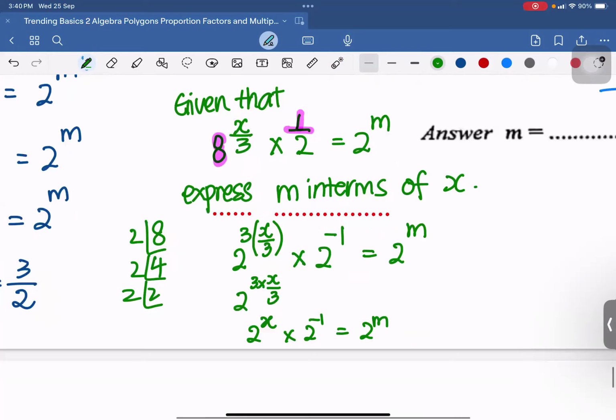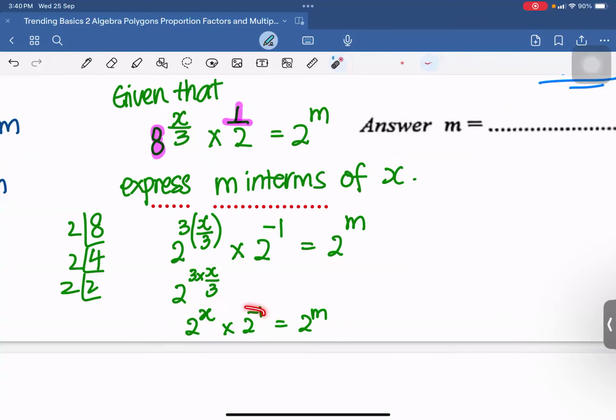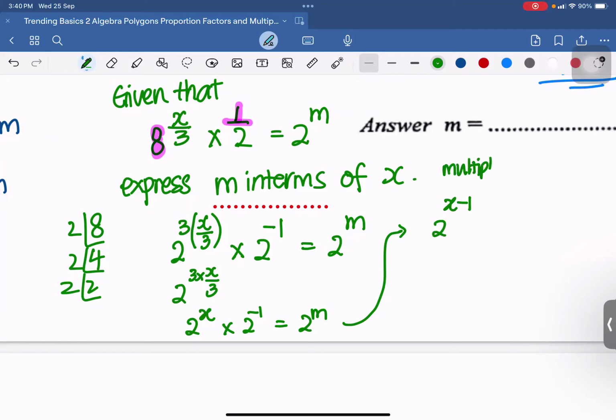Now, what happens when I have multiplication? What happens to the power? Plus. Add them together. So it becomes 2 to the power of x plus negative 1. When you multiply, the powers add up. Then this one is 2 to the power of m. Last but not least, express m in terms of x. So what is m equal to? x minus 1. Yes, answer.